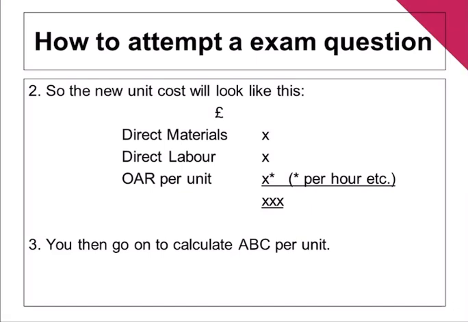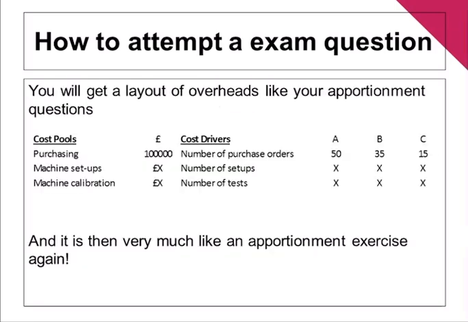But then the exam question will ask you to calculate an activity-based costing based full cost per unit. And what you're faced with is very, very straightforward. I haven't filled all the numbers in, because I'm only going to use one as an example. You'll get your cost pools. So here we've got purchasing, machine setups, machine calibration, and because I'm only using one as an example, the purchasing cost, I've put a random 100,000 in there.